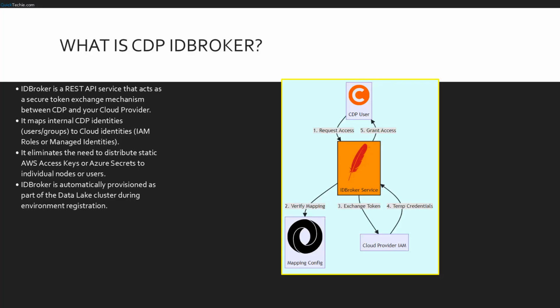Let's start with the fundamental concept. What is IDBroker? It is a service running within your data lake that acts as a secure middleman. Its primary job is to exchange credentials. Instead of hard-coding AWS access keys or Azure secrets into your applications, which is a major security risk, IDBroker takes your authenticated CDP identity and trades it for a temporary, short-lived cloud token.